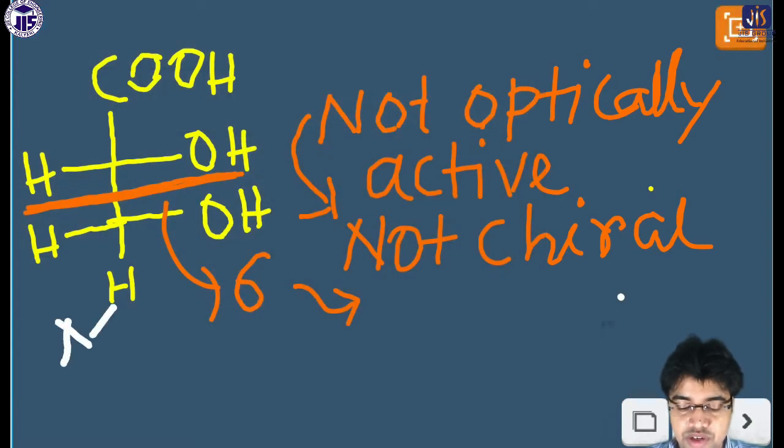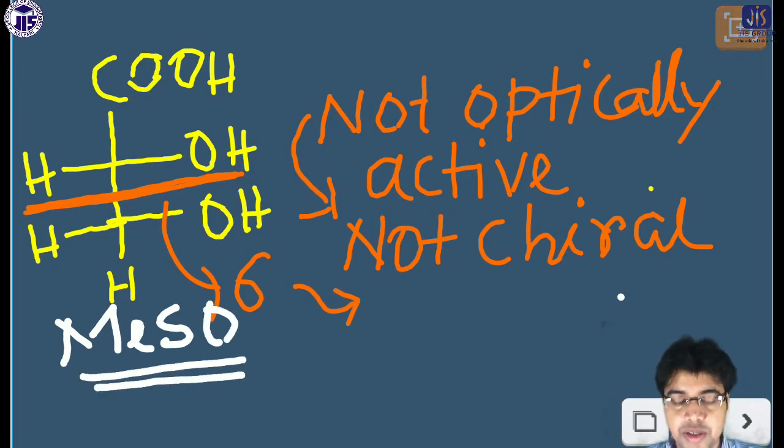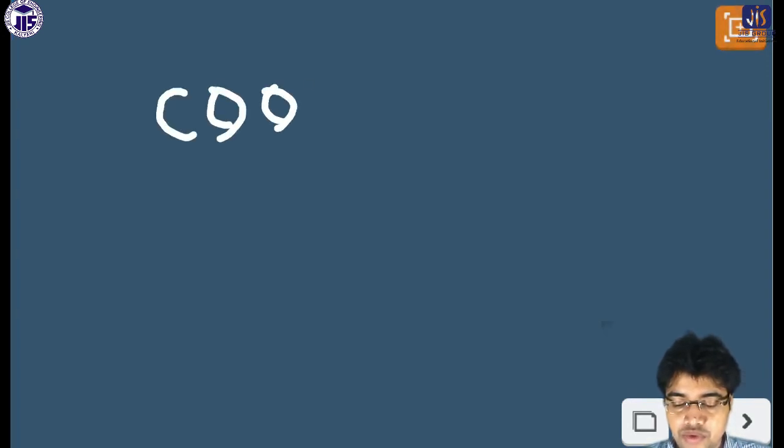What is the meaning of meso compound? Meso compound means this compound has no non-superimposable mirror image relationship. Because if you take the mirror image of this compound, after 180-degree rotation you will get the same compound. So for the same compound I can draw another structure also. Look here, I can draw the structure of the same compound in this way.